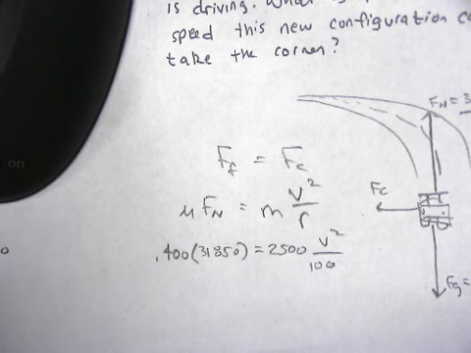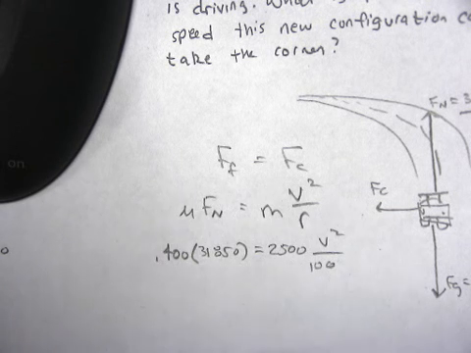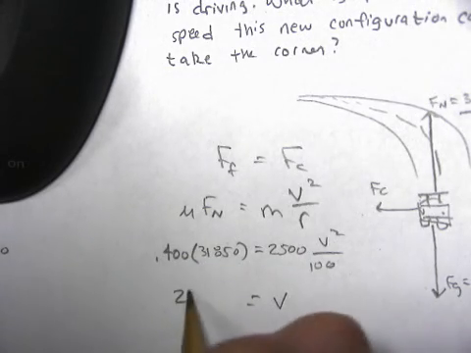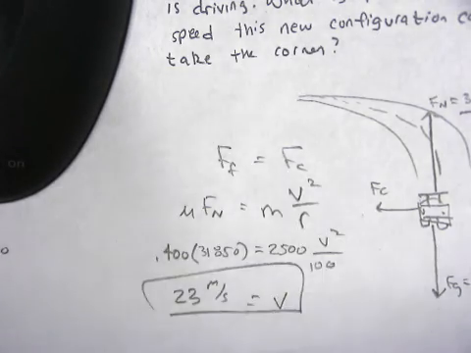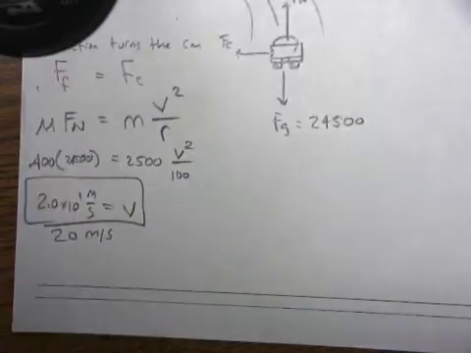So I take 0.4 times 31,850 and I divide by 2,500 and multiply by 100 and take the square root of it, and you end up with 23. So the velocity in this case is 23 meters per second. So by adding a spoiler that adds 30% downforce, you can take the corner 3 meters per second faster than what you could if you didn't have a spoiler.